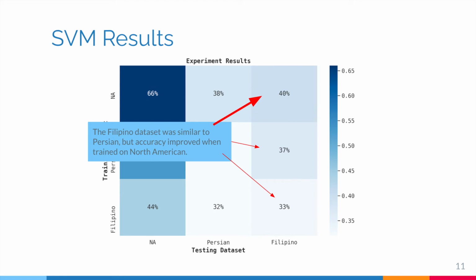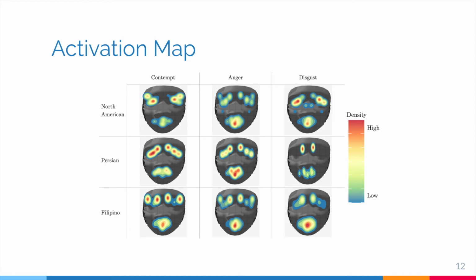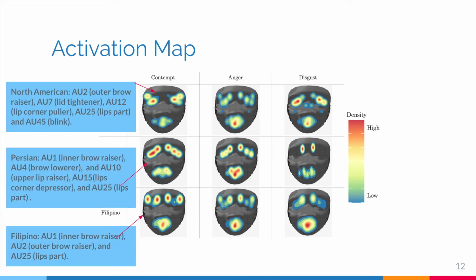The following is an activation map illustrating, for each emotion across each culture, what action units were activated given a threshold of 2.5. North American contempt deviated from the prototypical contempt, with the only action units in common being AU25 and AU7. Persian contempt also deviated, with the only action units in common being AU10 and AU25.